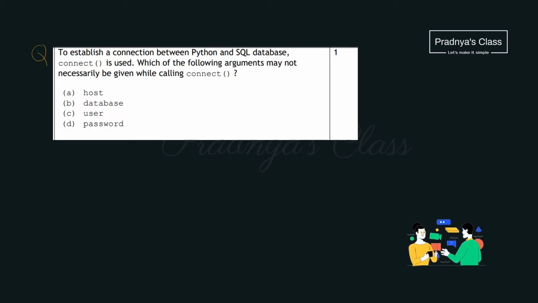Read the question carefully. In the connect function, which argument is not necessary? Out of the given option, the correct option is database, that is B. If you are not working with any database, you can skip this parameter.